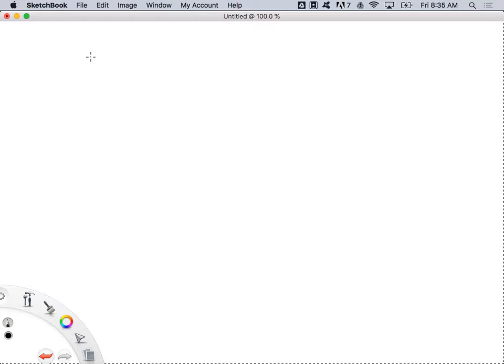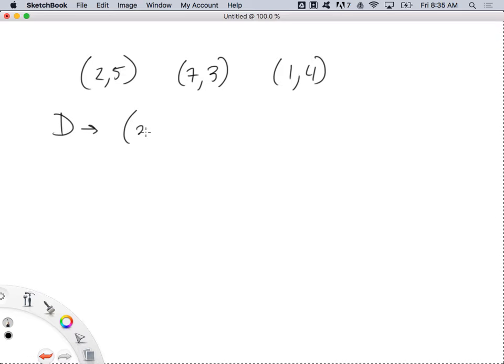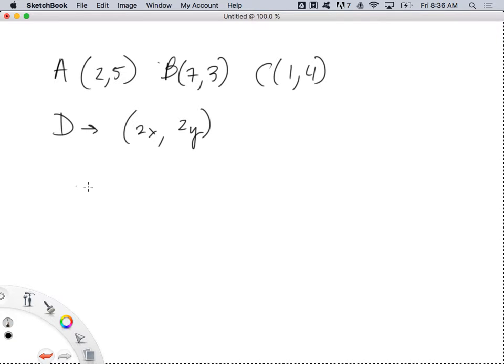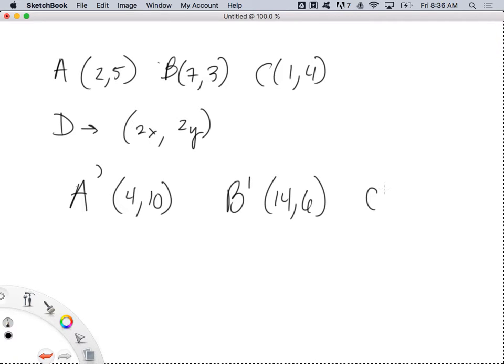Let's say I give you a set of points 2, 5, 7, 3, and 1, 4. And I tell you the dilation is 2x, 2y. What would you do? So let's say that's A, that's B, that's C, and we apply the dilation. But what do you name the points? It's not A anymore, it's A what? With the apostrophe. Prime, good. So A prime would be 4, 10. B prime is 14, 6. And C prime is 2, 8. Does that make sense to you guys? Okay.